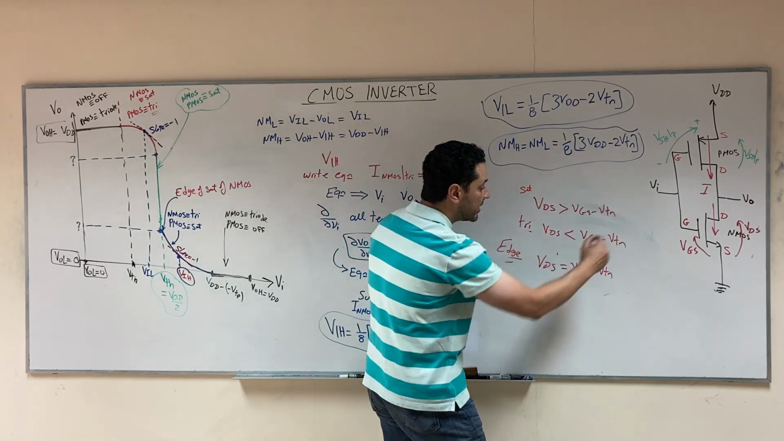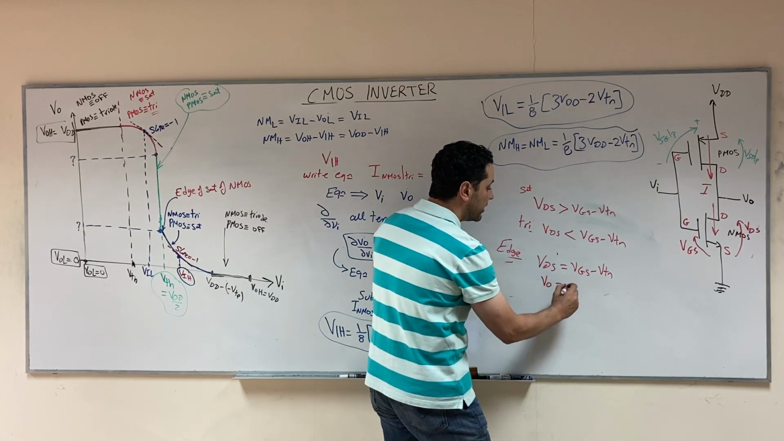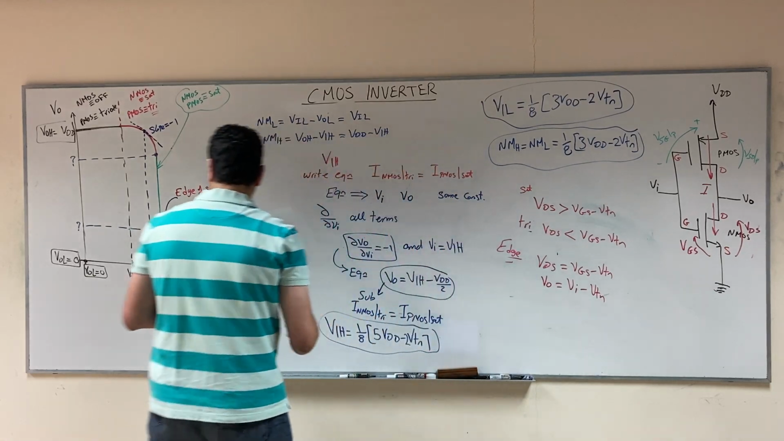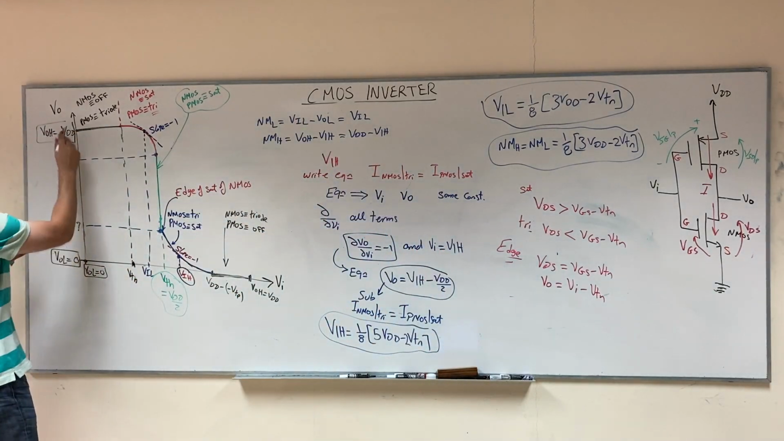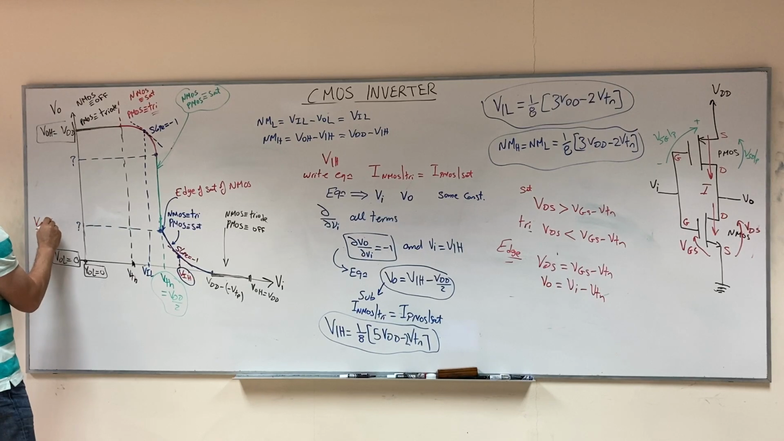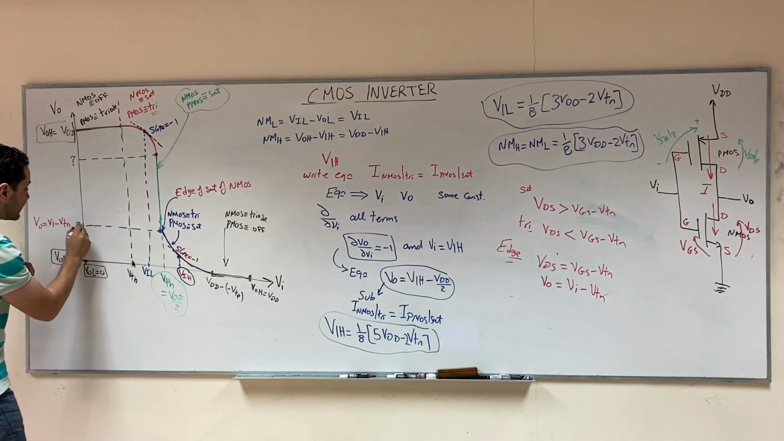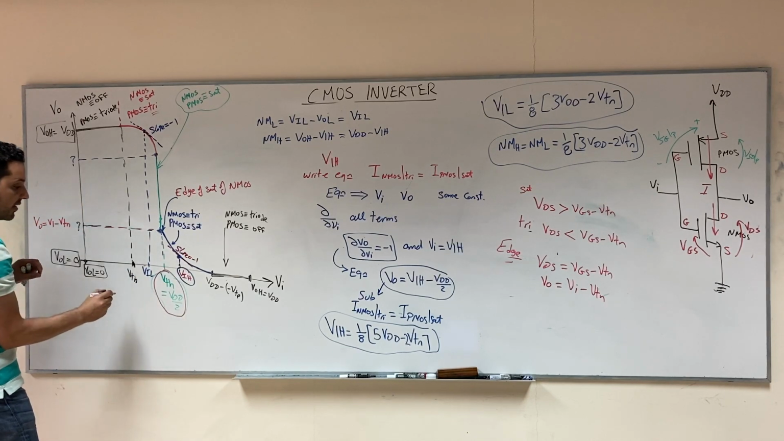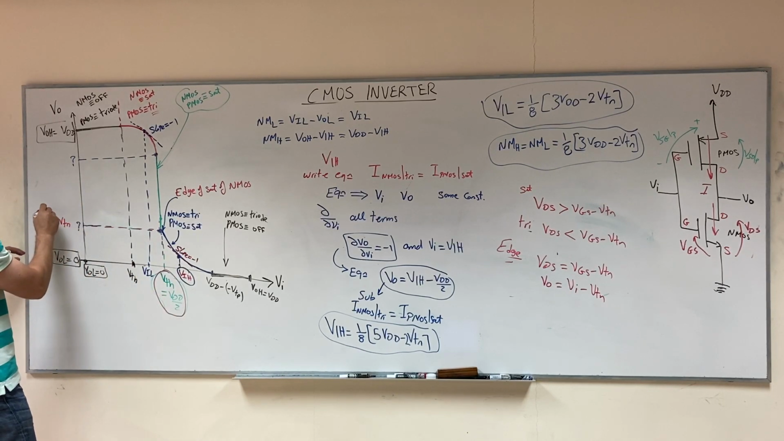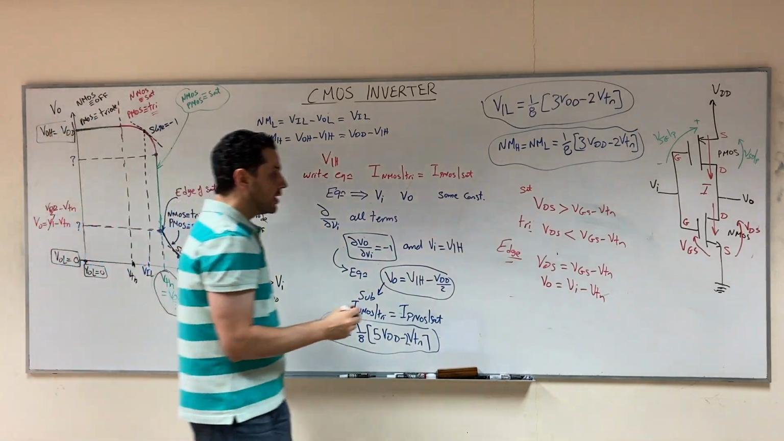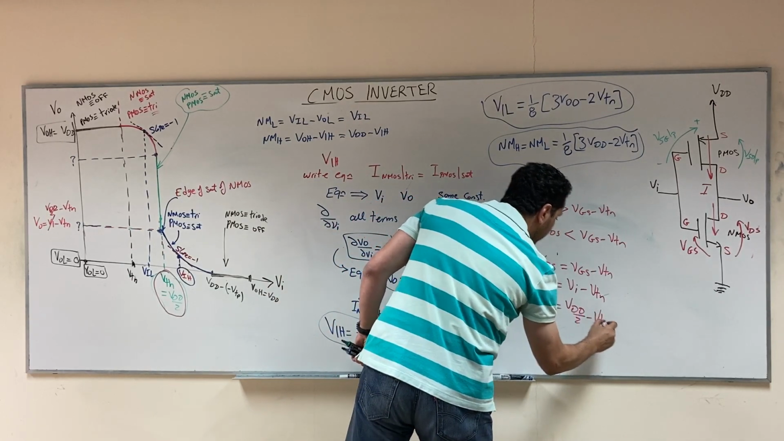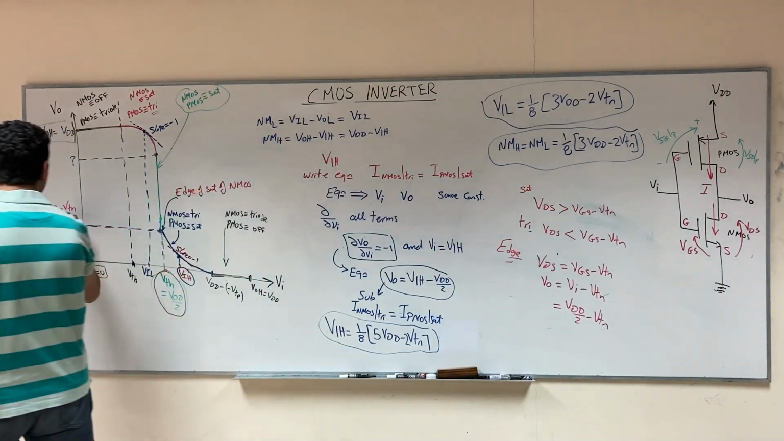But VDS is what? V output. VGS is V input. So here, V output equals V input minus V threshold. But what is V input at this point? V input at this point is what we just calculated, which is VM, right? It's VDD over 2. So here it will be VDD over 2 minus V threshold. So here at the edge of saturation, it will be VDD over 2 minus V threshold. So we calculated now this point.